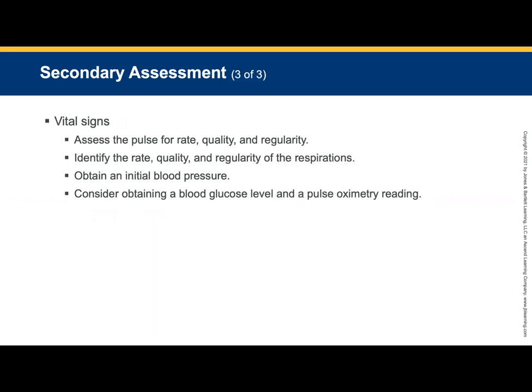Vital signs. I'm asking y'all now, why is it important for me to get baseline vitals?